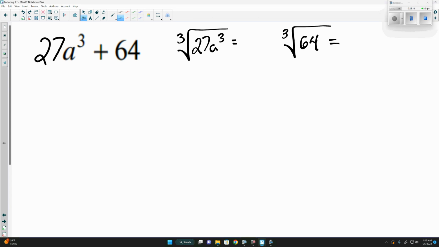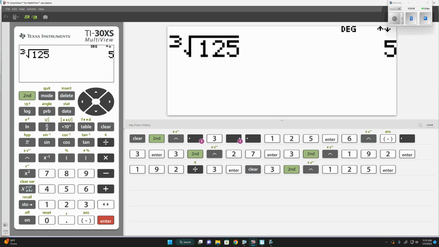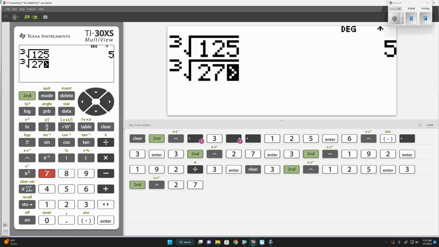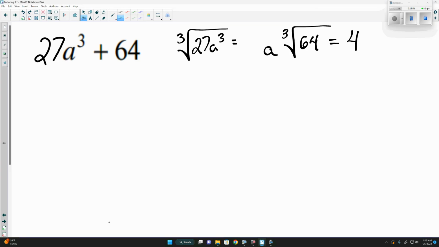Well, one of these two we do know already. The cubed root of 64 is 4. We just had it on the last problem. Now, the cubed root of 27a to the third, we can't type that whole thing into the calculator, mainly because the calculator needs a value for a, which it doesn't have. But we do know that the cubed root of a to the third is just a. Now, the cubed root of 27, we can type it into the calculator. The cubed root of 27 is 3. So this here is 3a.